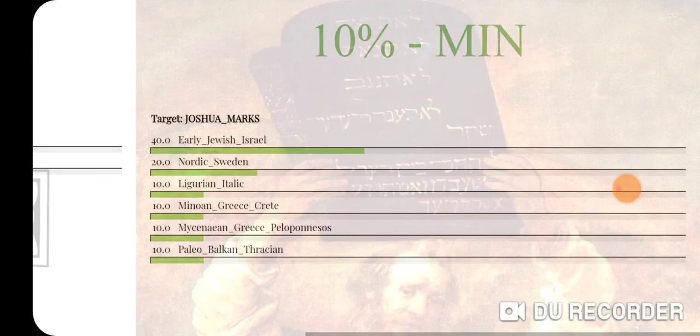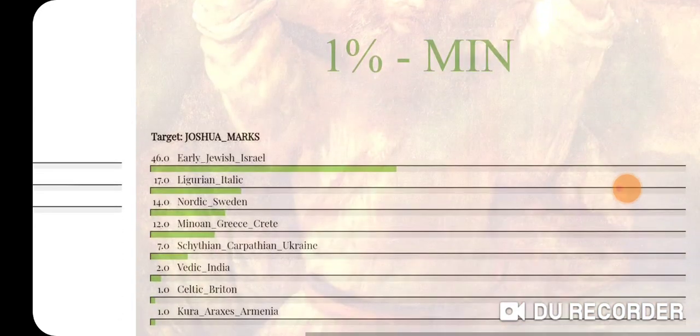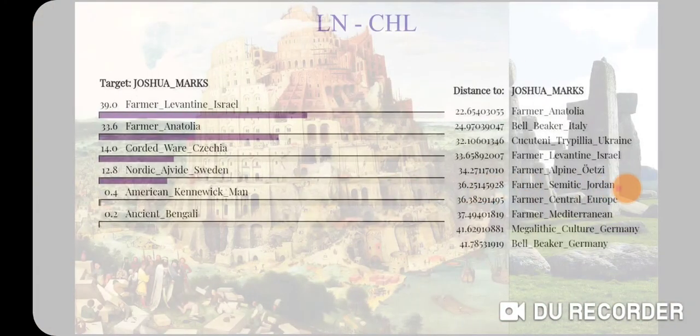Scythian Carpathian Ukraine. And then at 10% minimum, we get 40 early Jewish Israel, 20 Nordic Sweden, 10 Ligurian Italic, 10 Minoan Greece Crete, 10 Mycenaean Greece Peloponnese, and 10 Paleo-Balkan Thracian. And then 1% minimum, we get 46 early Jewish Israel, 17 Ligurian Italic, 14 Nordic Sweden, 12 Minoan Greece Crete, 7 Scythian Carpathian Ukraine, 2 Vedic India, 1 Celtic Britain, and 1 Kura Araxes Armenia. And finally, we go way, way back to late Neolithic to Chalcolithic.